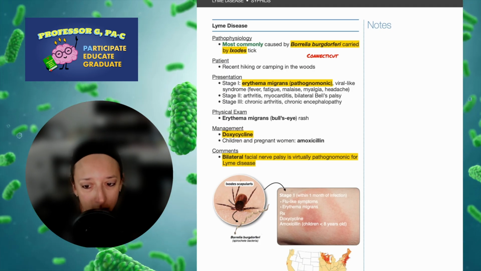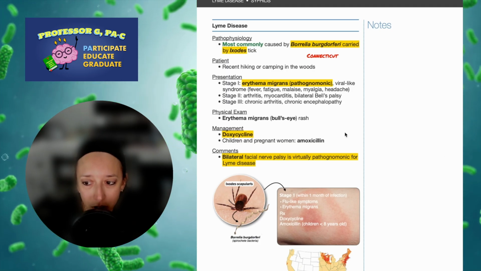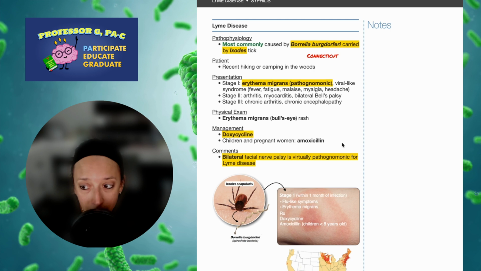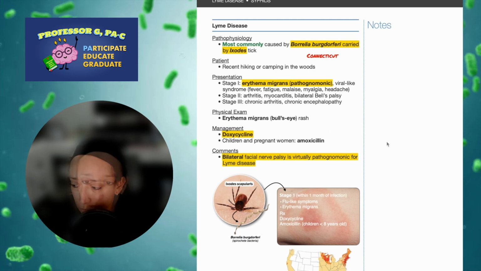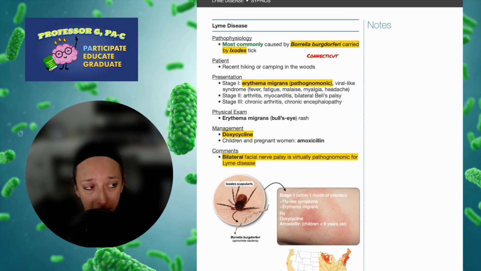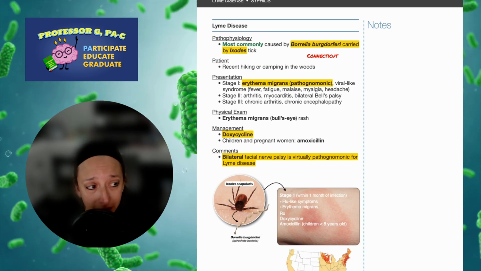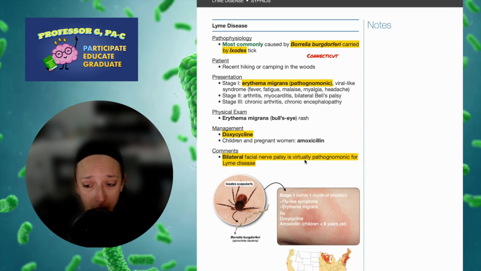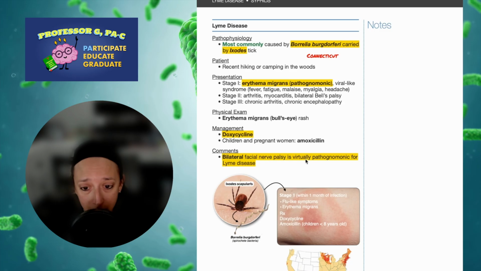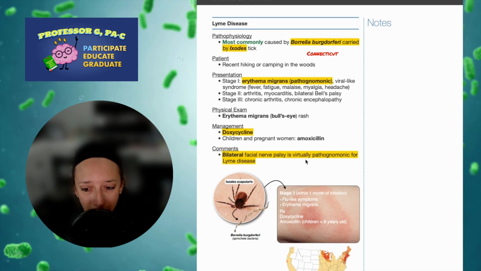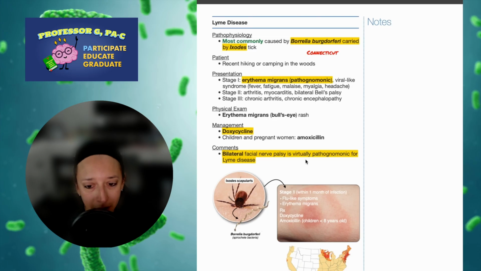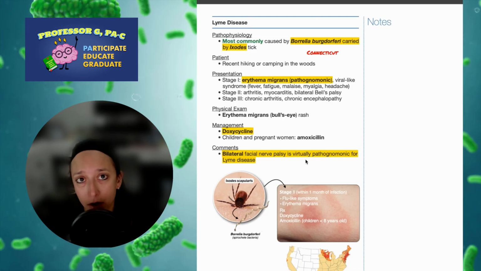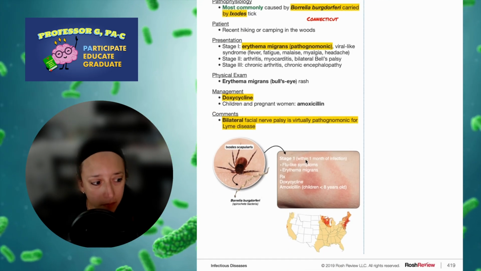So diagnosis is really based on exposure history and clinical presentation, and we confirm it with the ELISA followed by Western blot. Treatment for Lyme disease is going to be doxycycline for adults and amoxicillin for kiddos and pregnant ladies. Appropriate tip: bilateral Bell's palsy is almost pathognomonic for Lyme disease, and we always want to treat empirically if our suspicion is high.